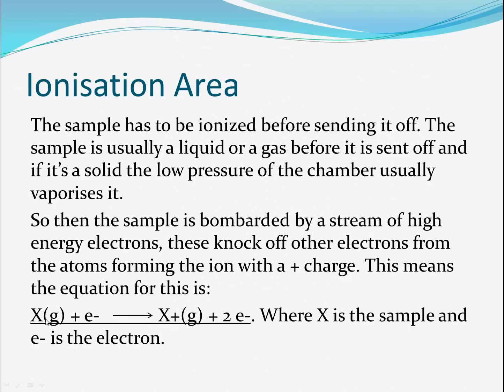As you can see, you've got your gaseous sample. We're firing an electron at it, and now we've got an ion being formed, which is still in gaseous form, and 2 electrons being given off.